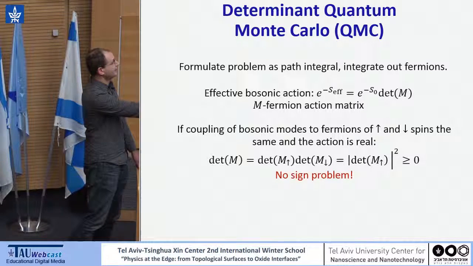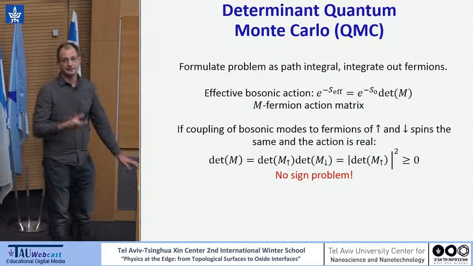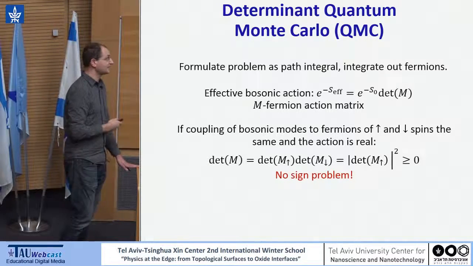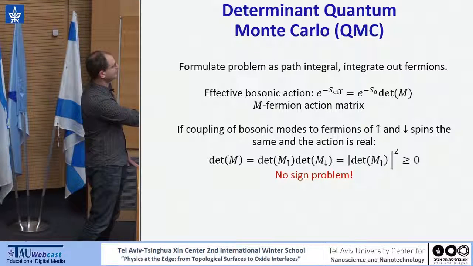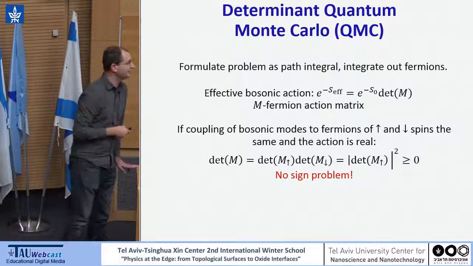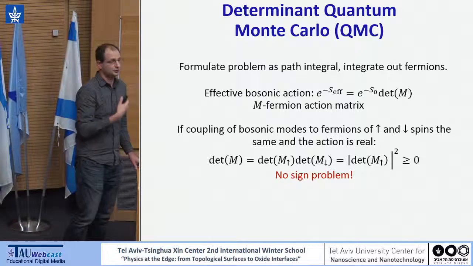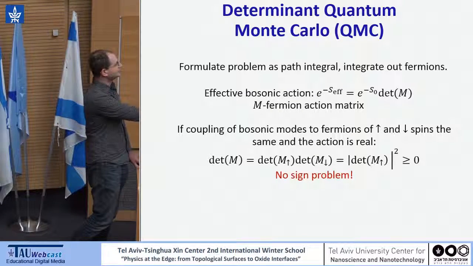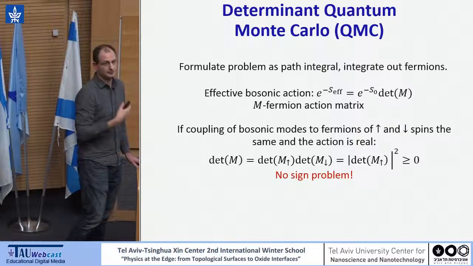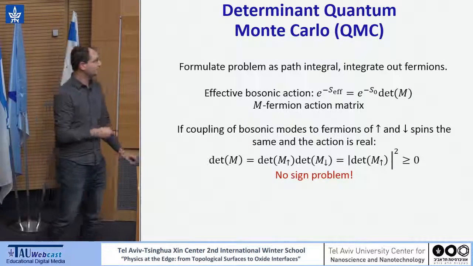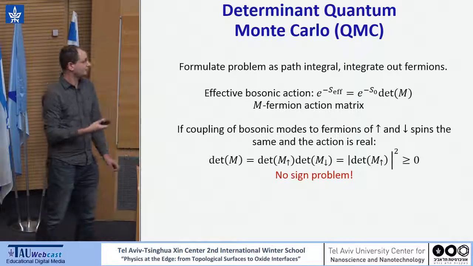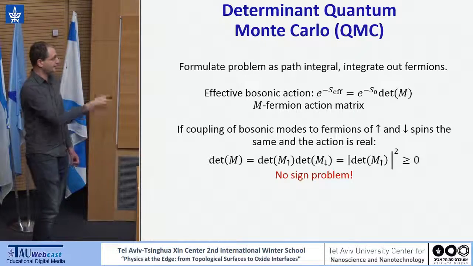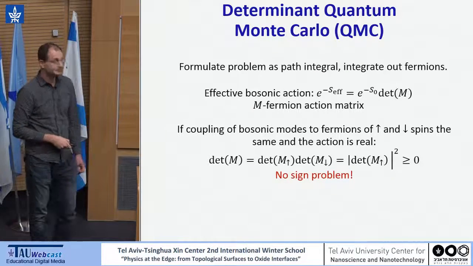The sign problem arises when this effective action is not positive definite, so I can't treat it as a Boltzmann weight. Now here, because there are two spin flavors of electrons, both coupled equally to the pseudo spins, and everything is real, I have a determinant for up spins and one for down spins. They're the same real quantities, so it's the square of some real quantity. So in this case there's actually no sign problem.